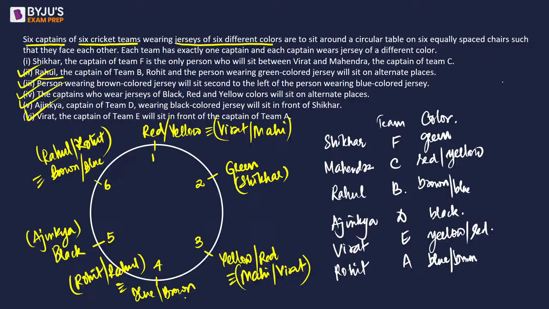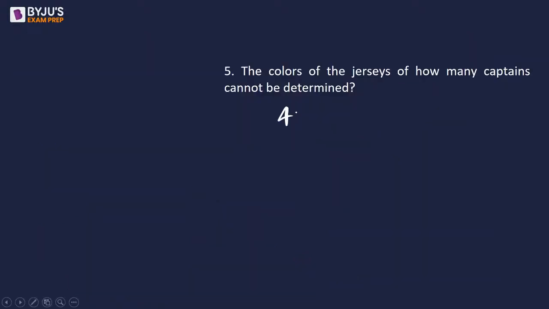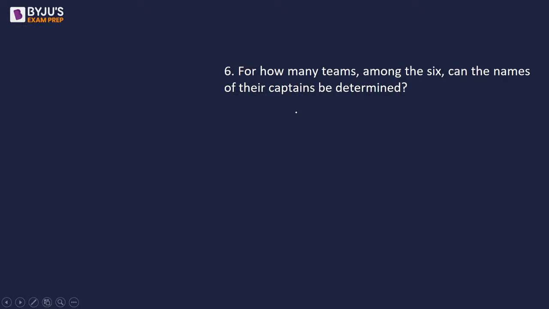So we can definitely say that there are going to be 1, 2, 3, 4 people, 4 people whose jersey number we are not sure about. Rather, we can say there are 6 people, we know 2, we don't know 4. So 4 should be the answer. Okay, next. For how many teams among the 6 can the names of their captains be determined?